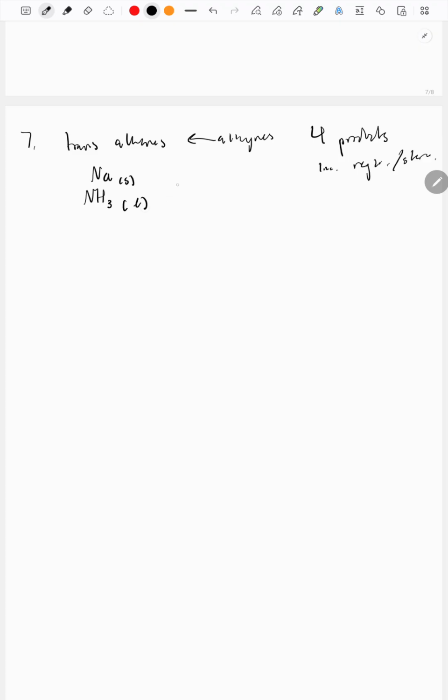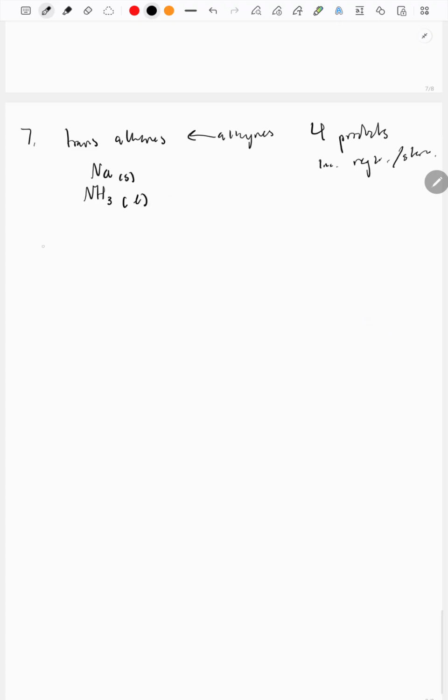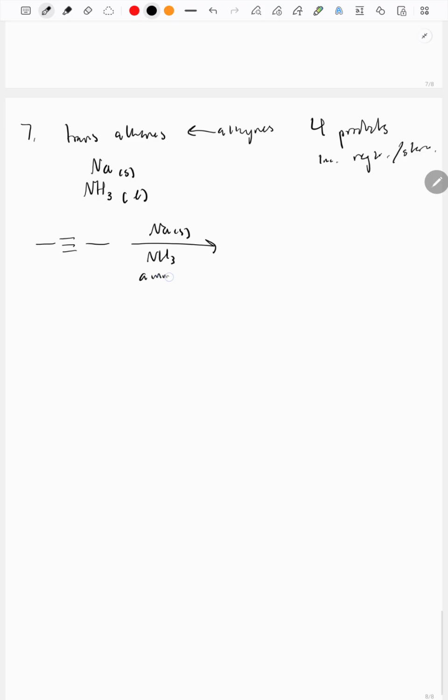This is important because let's say we had something like this. We could use Na and NH3, or this is ammonia. Let's switch it up. Ammonia. So you could use ammonia and sodium in solid form to make it look like something like this. Notice the R groups are pointing opposite of each other.